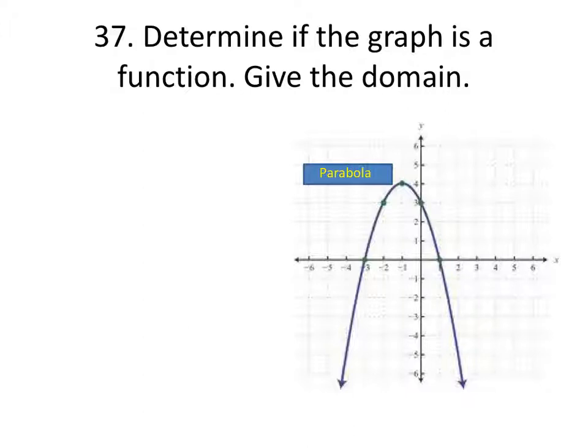Okay, determine if the graph is a function and give the domain. What we're going to do is use the vertical line test. If you can draw a vertical line anywhere on this graph that makes it cross the graph in two places, then it is not a function. In this graph, that isn't happening, so the parabola that is going downwards is a function. So the answer is yes, it is a function.